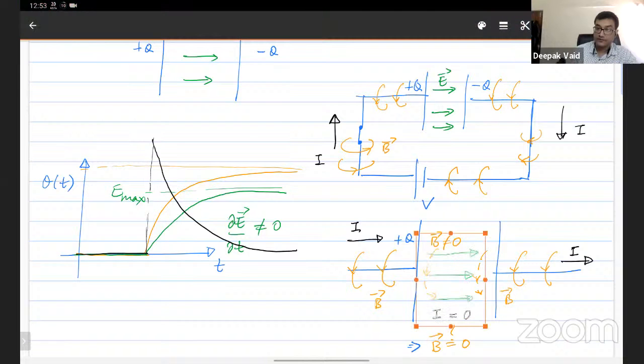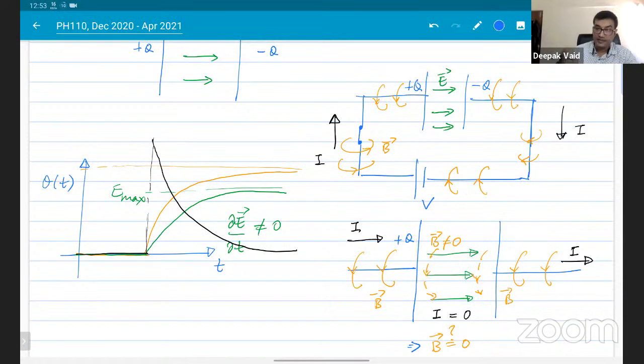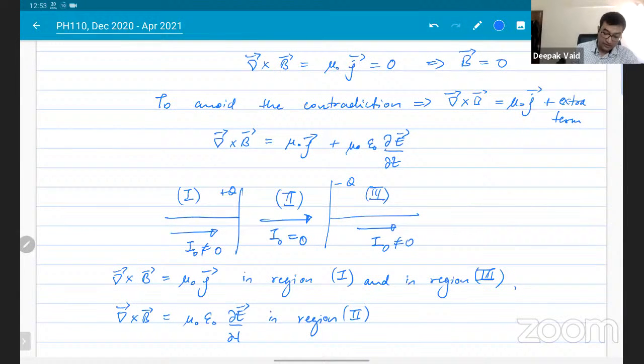So the magnetic field cannot depend on the electric field, right? It has to depend on the time derivative of the electric field. When there is a change in electric field, there is a magnetic field. And this expression is known as Maxwell's correction. He realized that even when there are no currents, you can have a magnetic field only by changing the electric field.